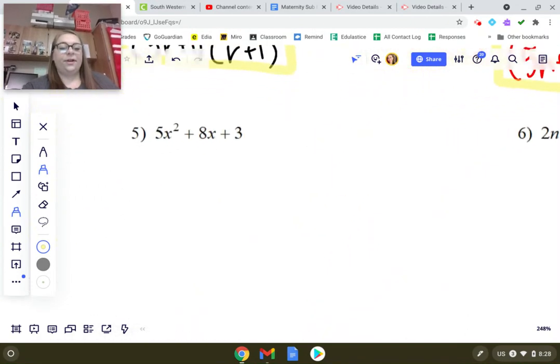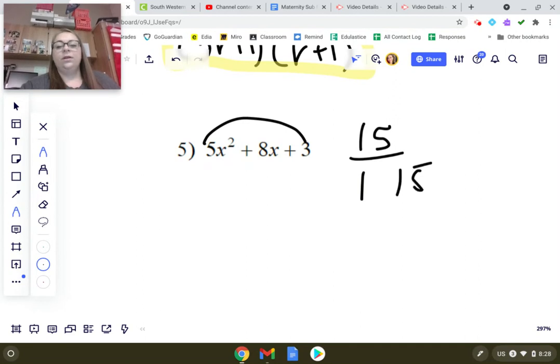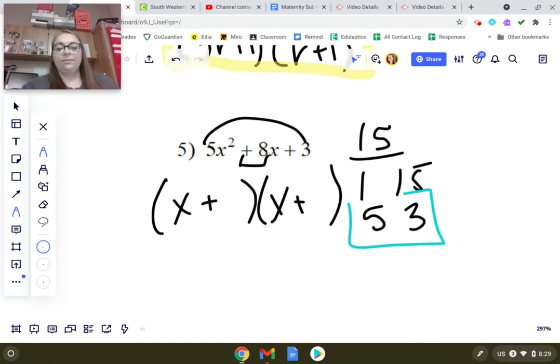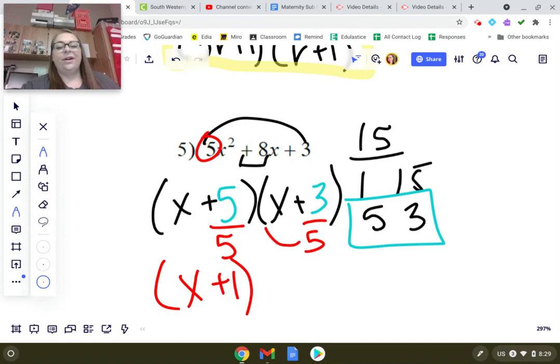All right, let's see, number 5. So again, for number 5, multiply first and last. So 5 times 3 gets us 15. Factors of 15 are 1 and 15, and 5 and 3. We want to get 8. We got a plus and a plus, so x plus something, x plus something. Only one that works is 5 and 3. So 5 and 3, and then divide by a. So divide by 5, divide by 5. First one does simplify. 5 by 5 gets us 1. And 3 divided by 5 does not simplify. So 5x plus 3.